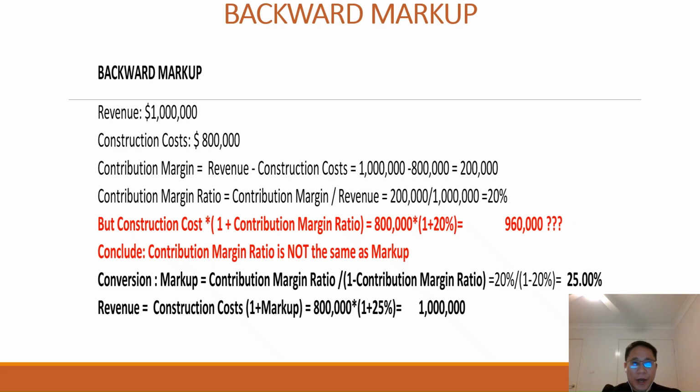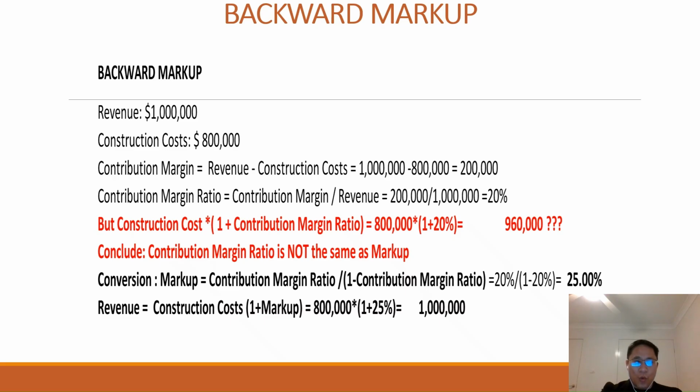Another important factor is the contribution margin ratio. As we remember, the formula is the contribution margin divided by total revenue. In here, the contribution margin is 200,000 divided by the revenue of 1 million, equal to 20%. That means the contribution margin ratio for this project is about 20%.